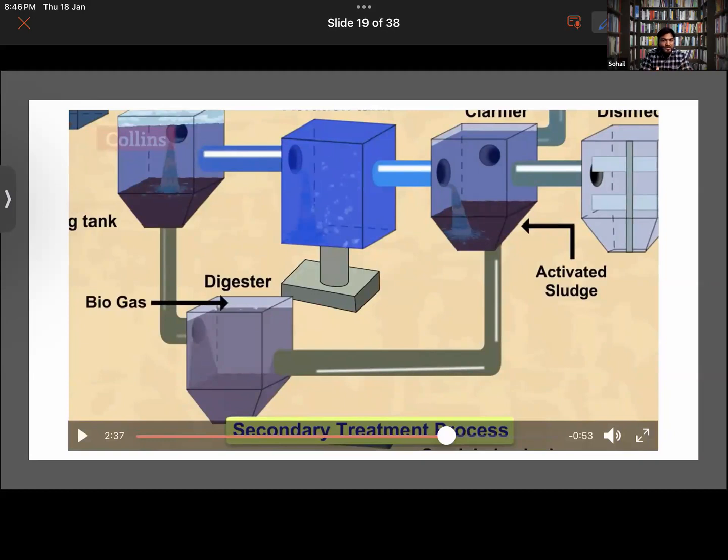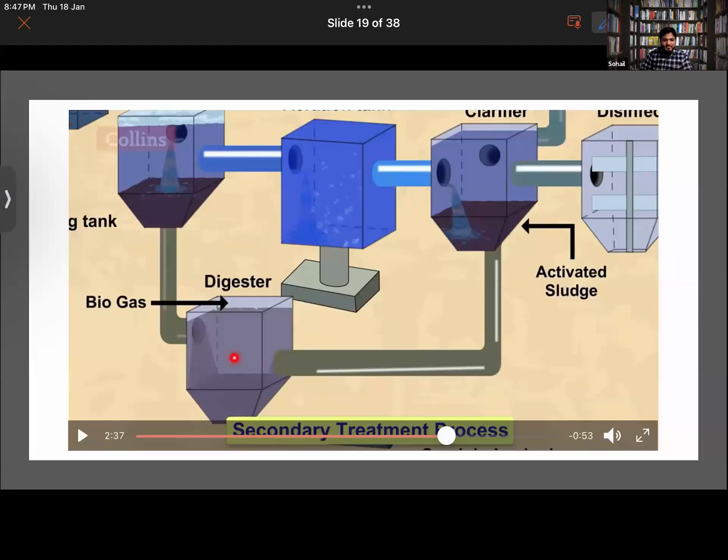Now see, initially the sludge that was formed and the activated sludge that is formed in this clarifier, both the sludges go into this digester, right? And here anaerobic bacteria are acting. Remember we did talk about biogas also, which will be used as a fuel for producing electricity, and as a kitchen fuel.